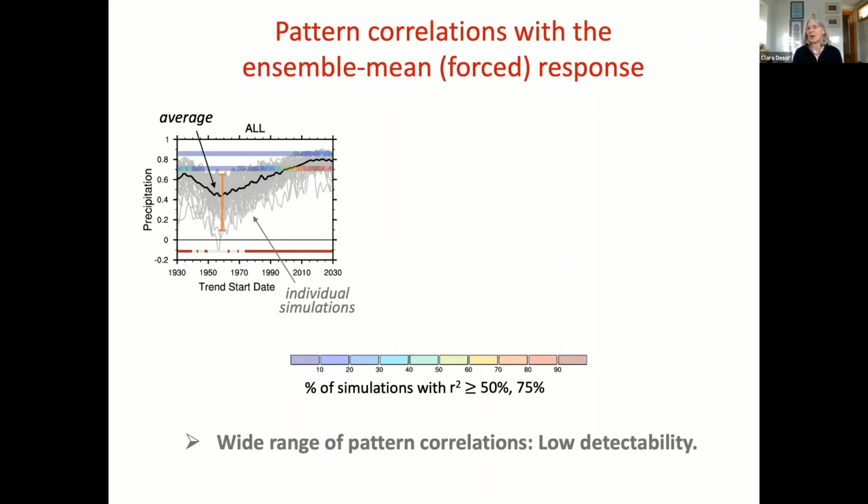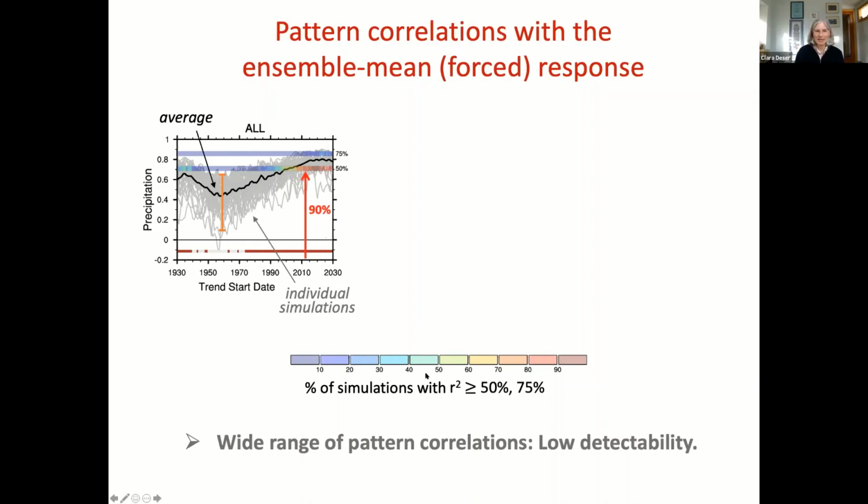And that implies low detectability, right? And on average, the pattern correlation is only maybe 0.45 or something. So don't expect that you can see it necessarily in any individual member, at least during this time period. Later on, of course, we can see it a lot. The pattern correlations are a lot higher and a lot more consistent.